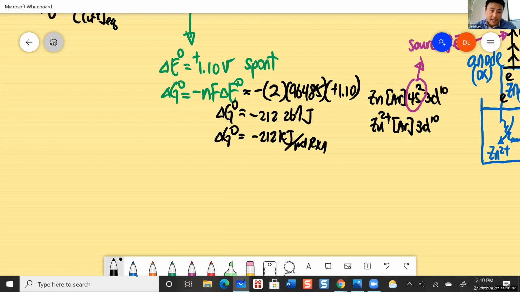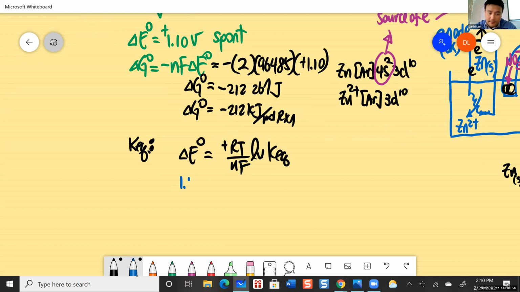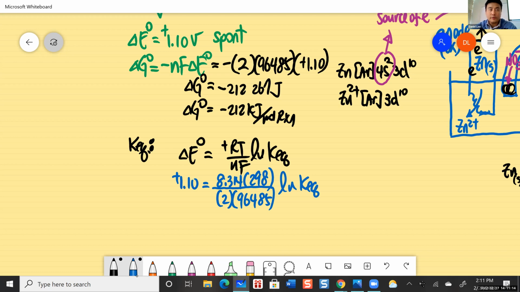If I want to find the equilibrium constant, I can use delta G or E. If I use E, this would be E equals positive RT over nF, natural log of the equilibrium constant. Once again, I just plug it in. E is positive 1.1. R is 8.314 because we're dealing with energies. Temperature is 298 Kelvin, standard temperature. Moles of electrons transferred is 2. Faraday's constant, 96485 again. And then natural log of the equilibrium constant, so you have to divide it over.